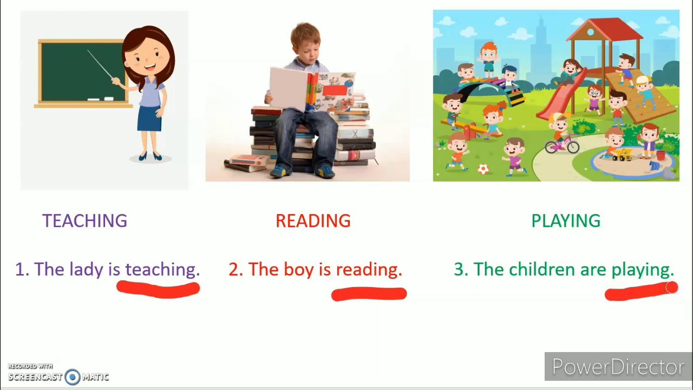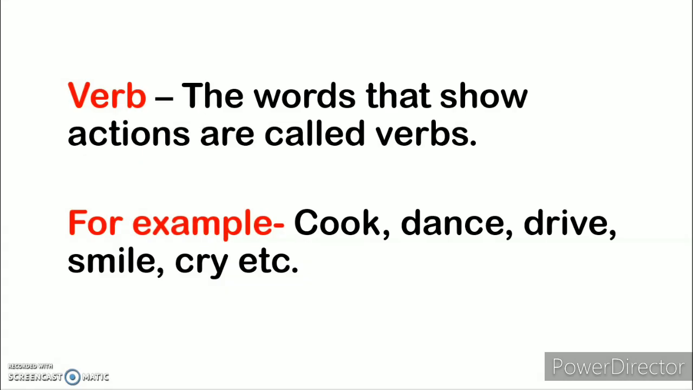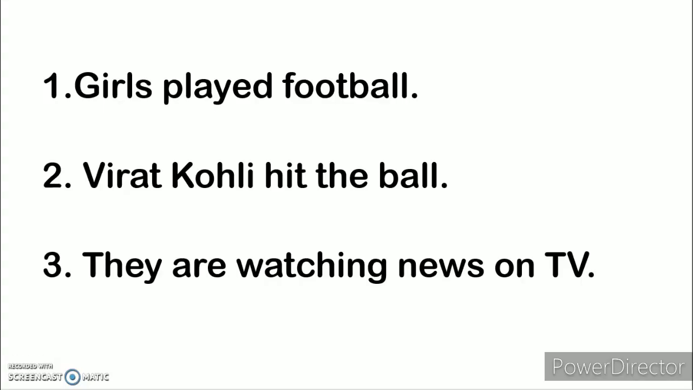I hope you have understood what is a verb. Now let us frame a definition for it. The words that show actions are called verbs. For example, cook, dance, drive, smile, cry, laughing, etc. We have understood what a verb is. Let's try to identify verbs in sentences.